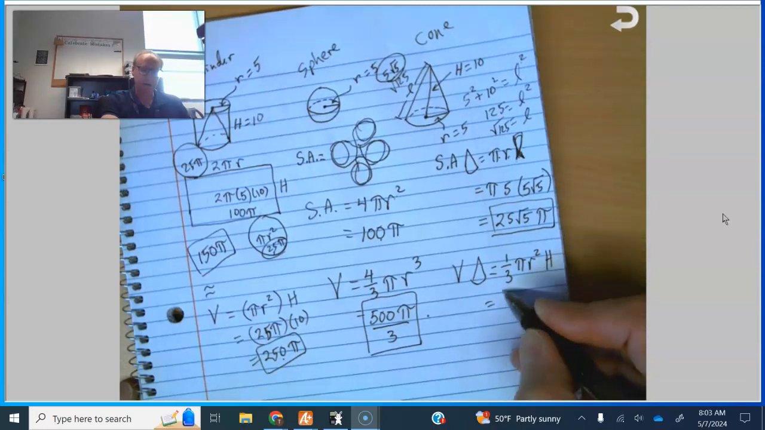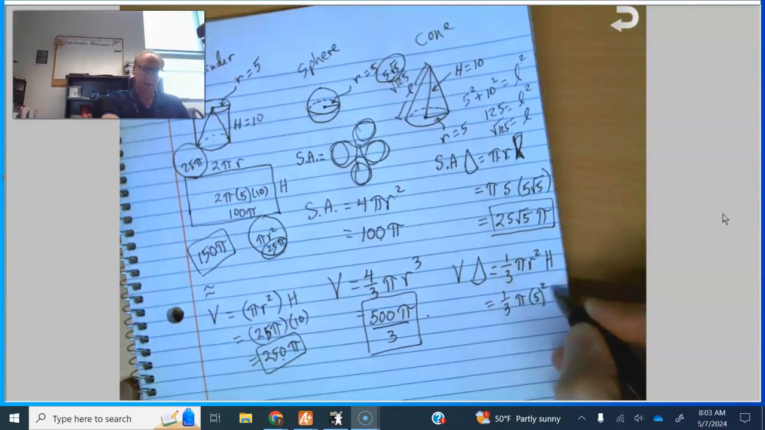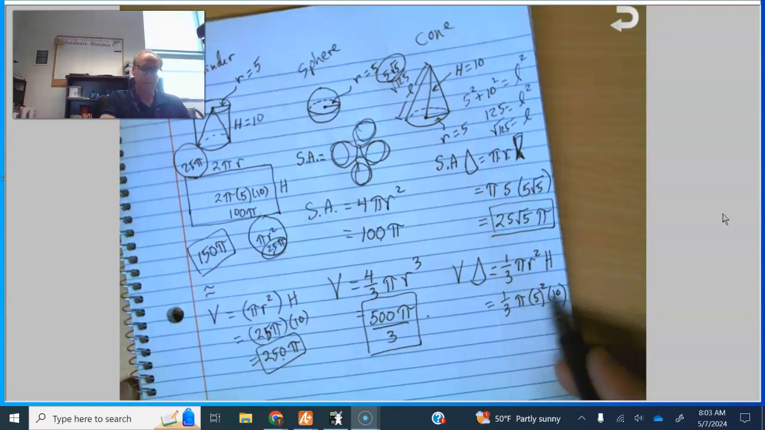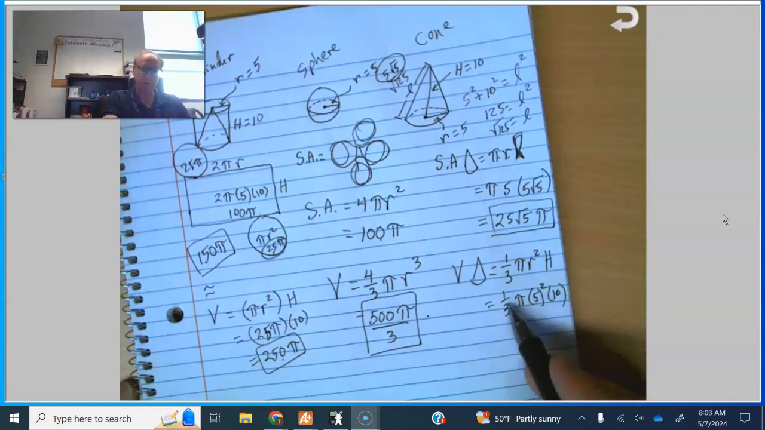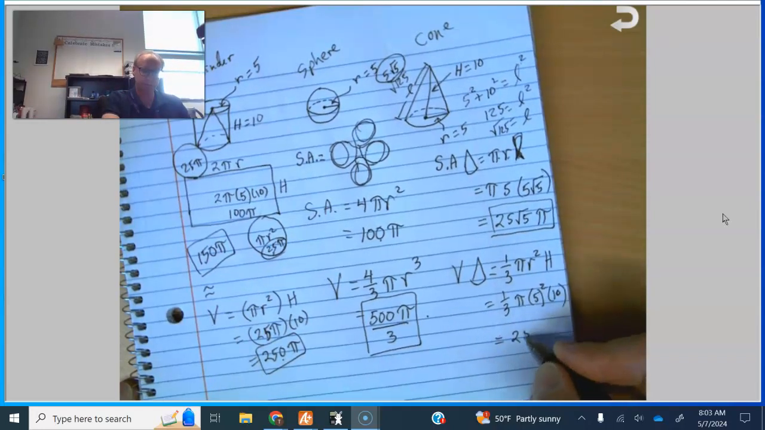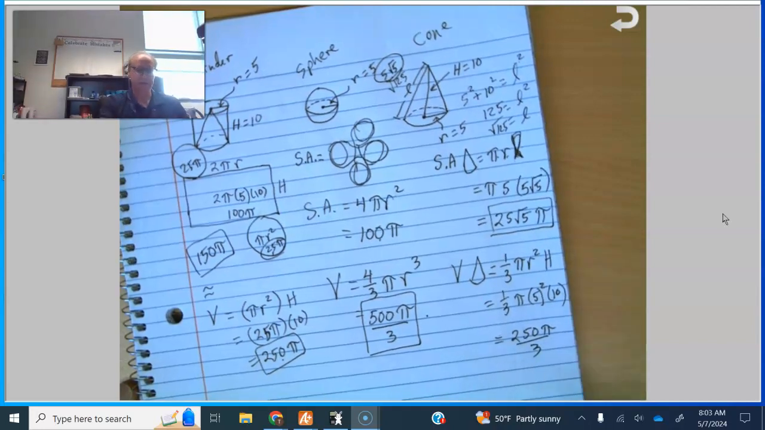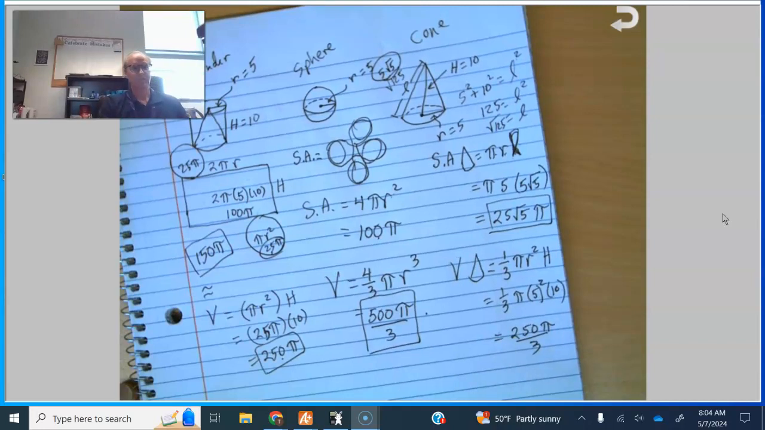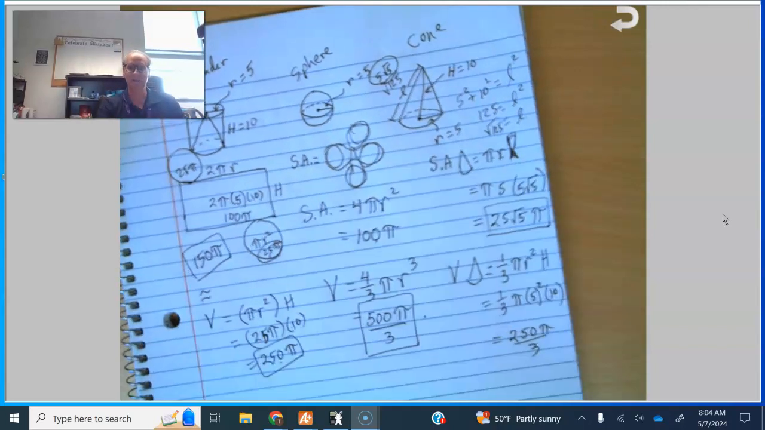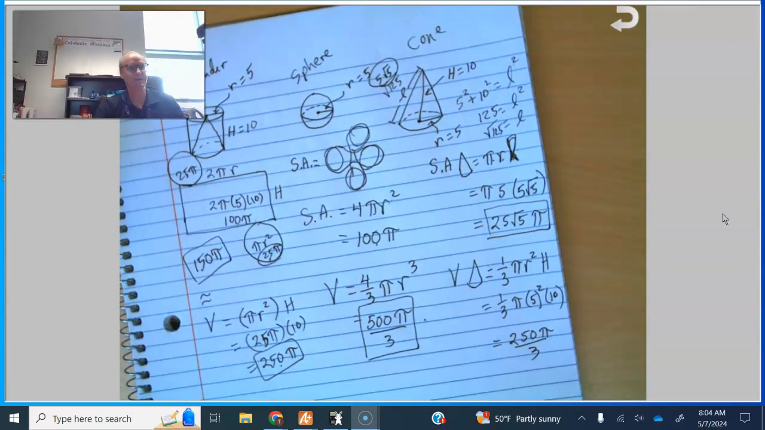And in this case, I've got 1/3 times pi times 5 squared times 10. This is going to be 250 over 3 pi. 250 pi over 3. That's the way we would write that. And that's in cubic units. Hopefully you got a little bit out of it, and I tried to make it kind of quick so you could kind of see these 3 different objects and how to find the surface area and the volume.